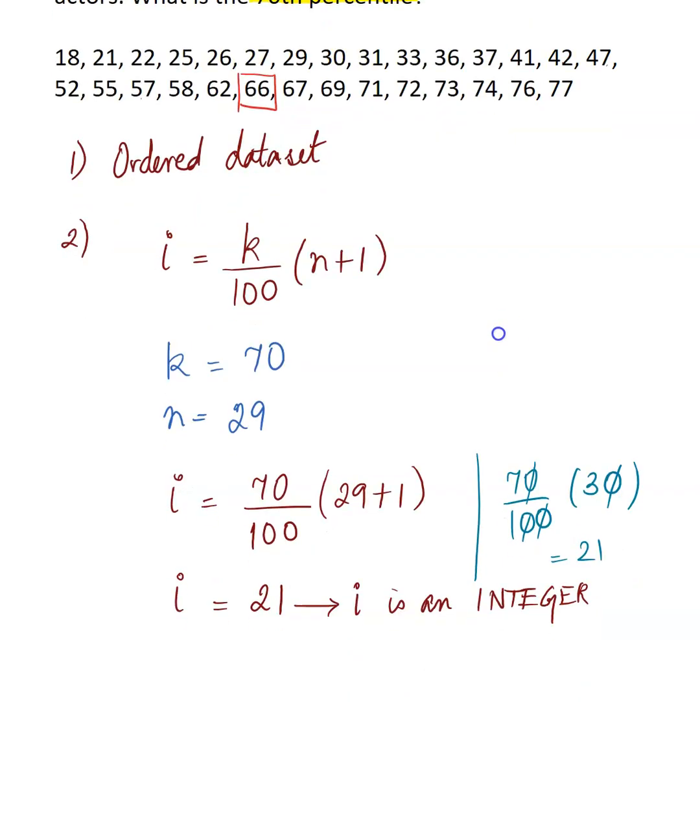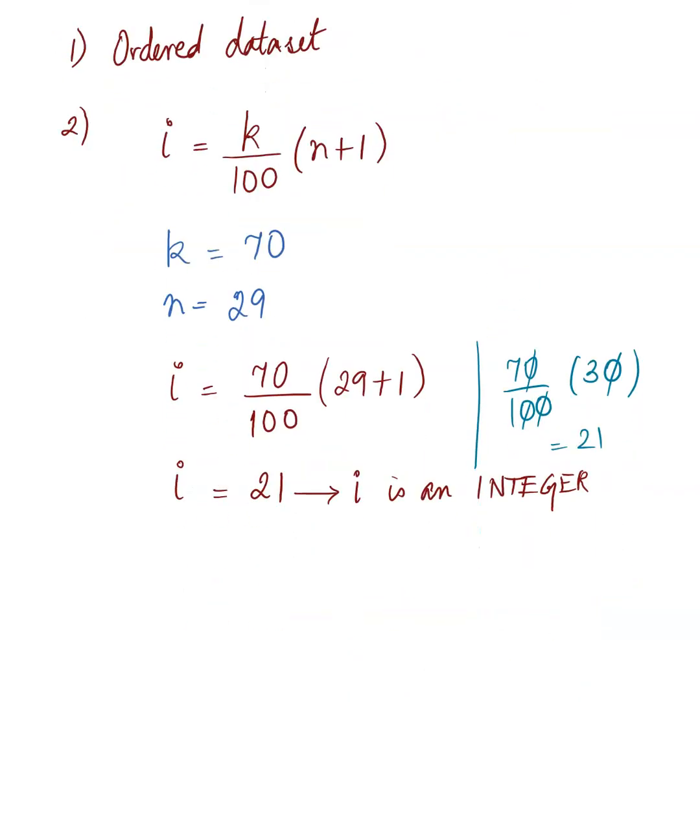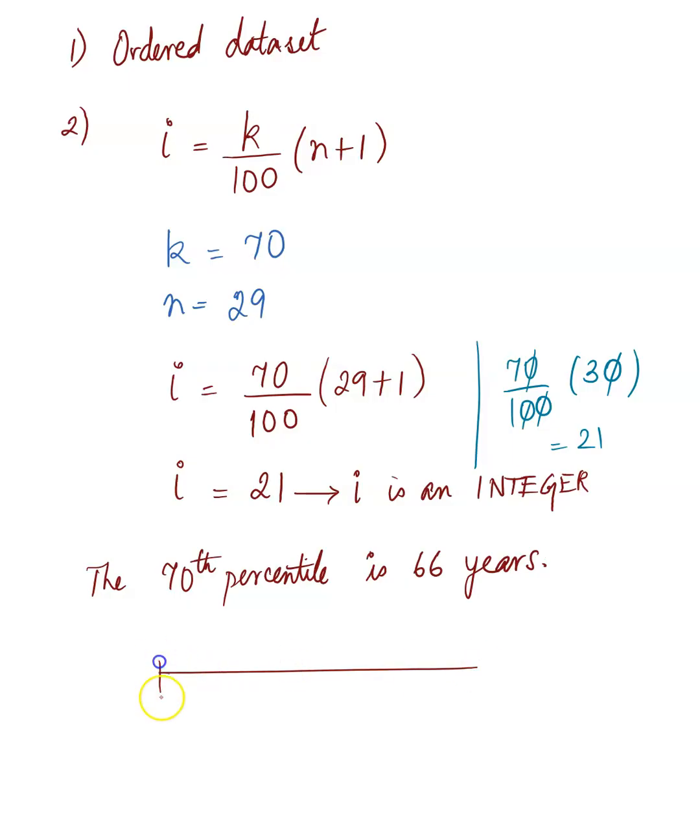Okay. So then you come down and say the 70th percentile is 66 years. Again, how do you interpret this? Again, think of the minimum age, maximum age, or the years, right? And let's say the 70th percentile is here. The way we denote it is P70, like that. Okay, that's 66 years.